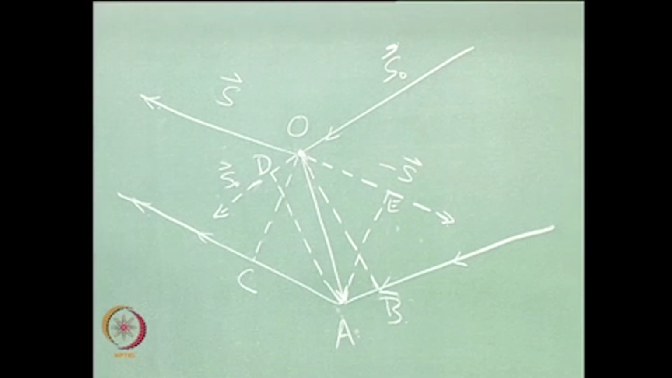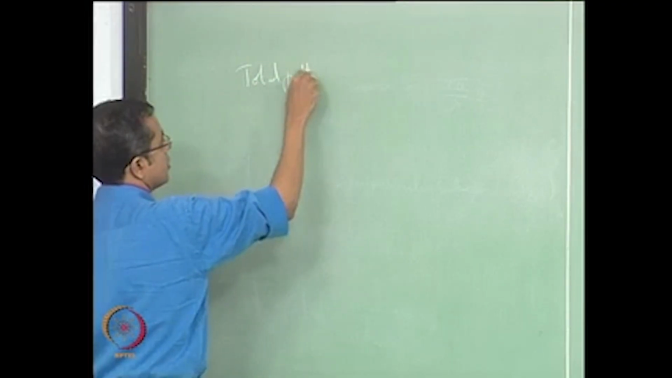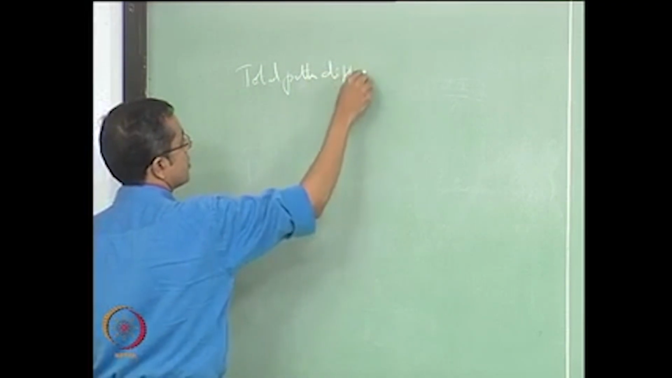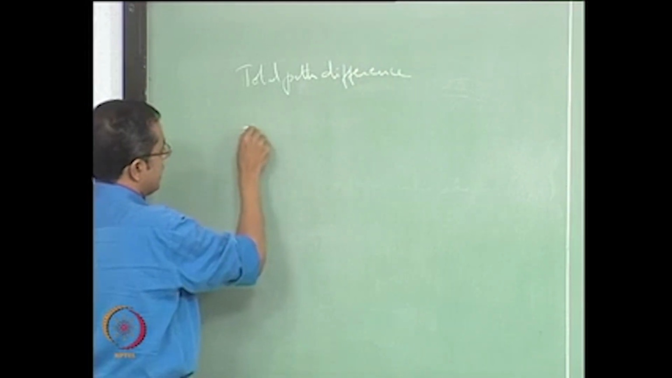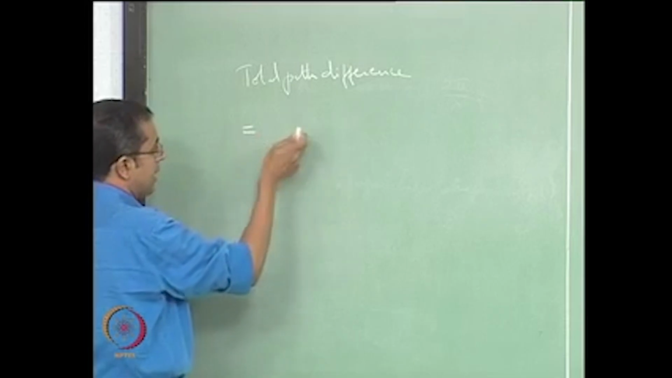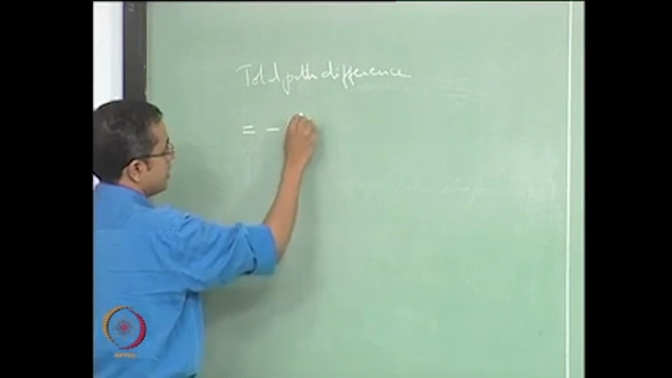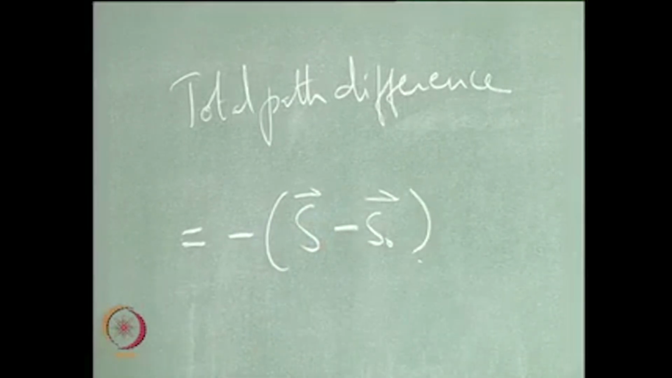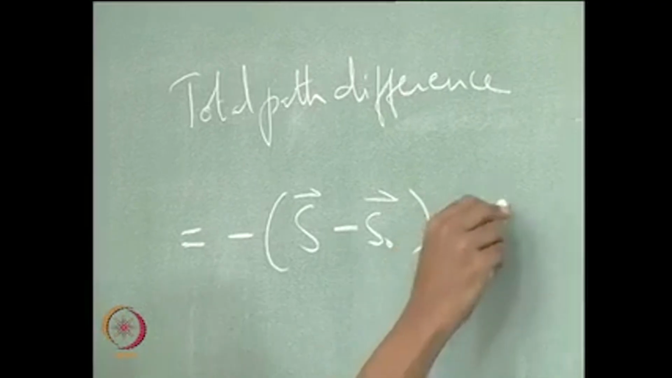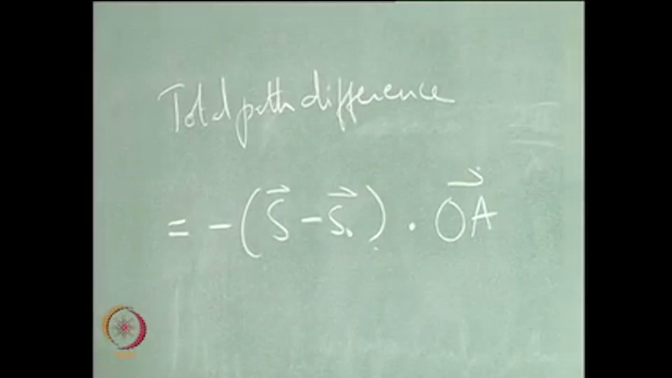So the path difference is in fact, just by convention it is written, we had S naught minus S, I will simply write it as minus of S minus S naught, simply by convention it is written this way, dot OA. Okay, so this is what we have.